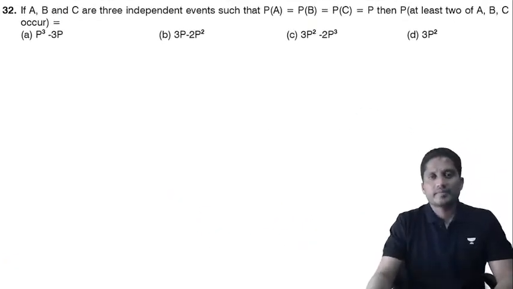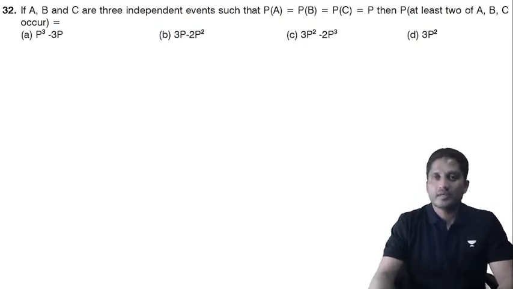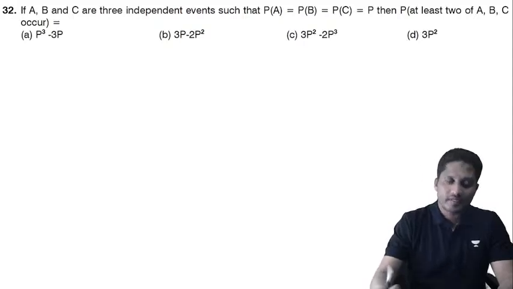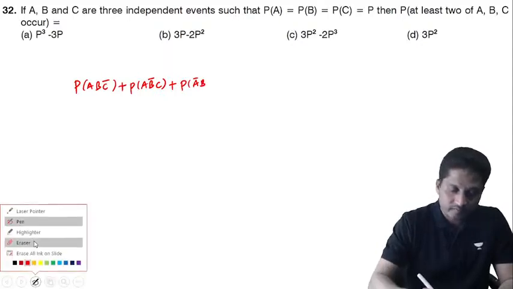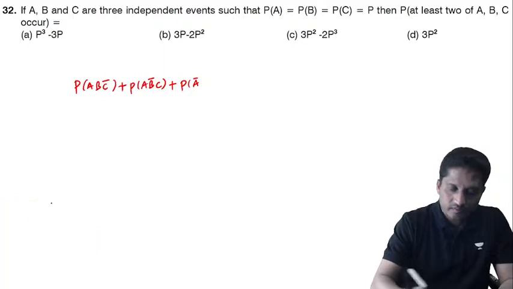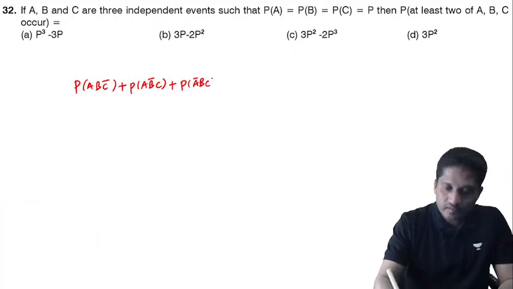A, B, C are three independent events such that P of A, P of B, P of C is equal to P. Then P of at least 2 of A, B, C will occur. So this means that at least 2 of A, B, C means A will occur, B will occur, C will not occur, or A and C will occur, B will not occur, or A will not occur, B and C will occur, or all A, B, C will occur.